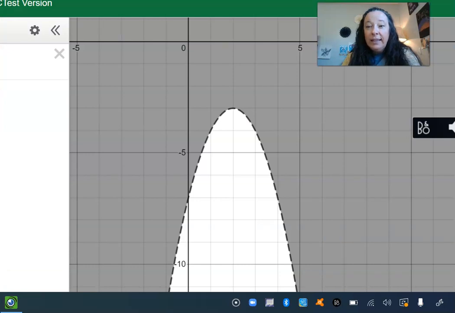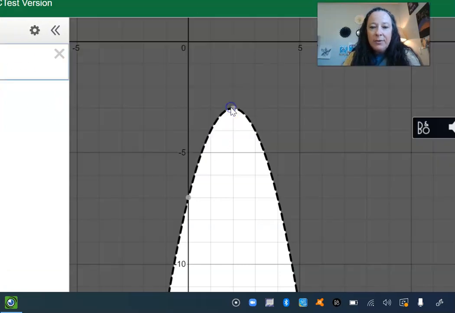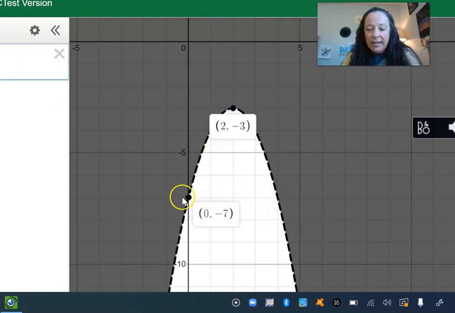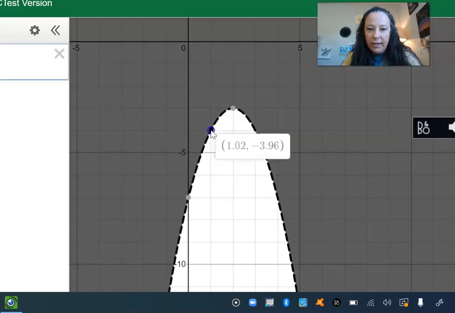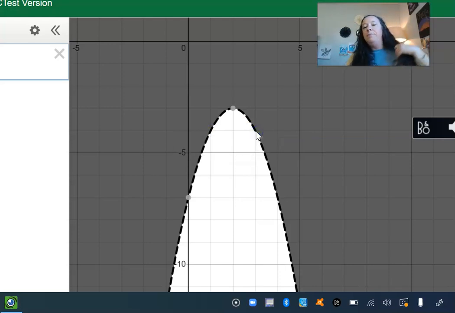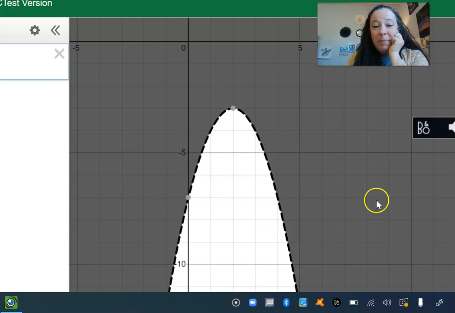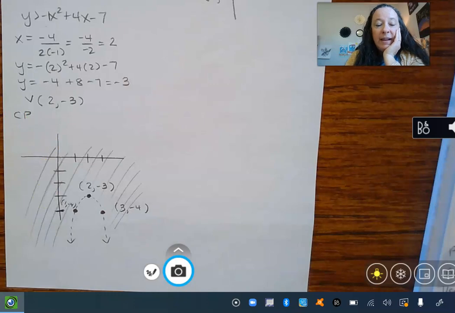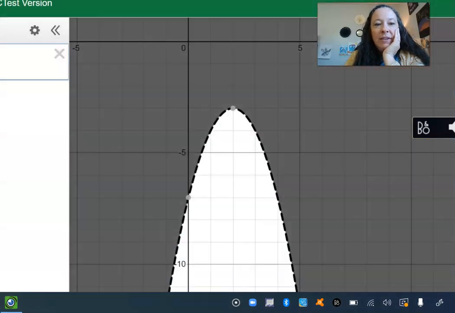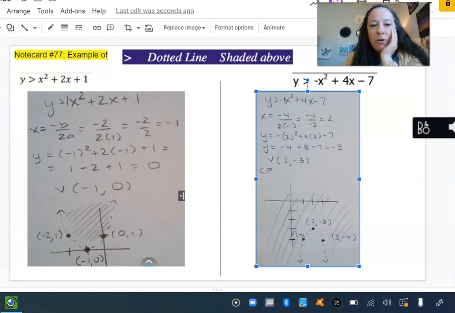Let's look at this one in Desmos. So I typed this one in Desmos. There is my vertex that we got, 2, negative 3. I could find another set of corresponding points, but we used 1, negative 4. That's right here, if you're careful, there it is. 1, negative 4 and 3, negative 4. There it is. But yeah, I just wanted to show you that it was shaded above, it was dotted. I can confirm that on Desmos, but I'm still going to have to be able to do it by hand. All right, so if you haven't yet, pause me and finish up your note card 77.